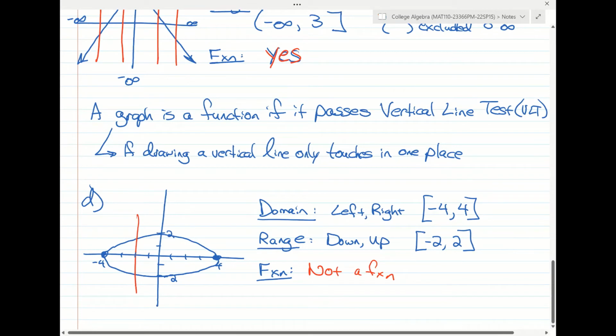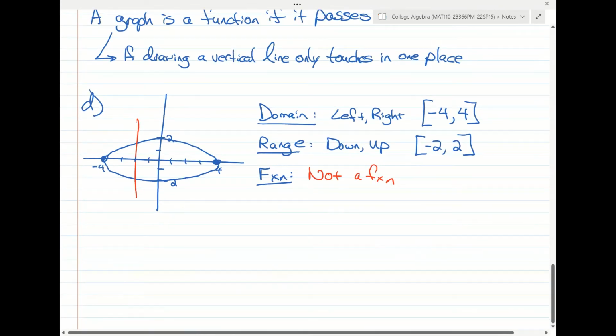This is one of my favorite parts of this section, called domain restrictions. We'll move on to something a little bit different.